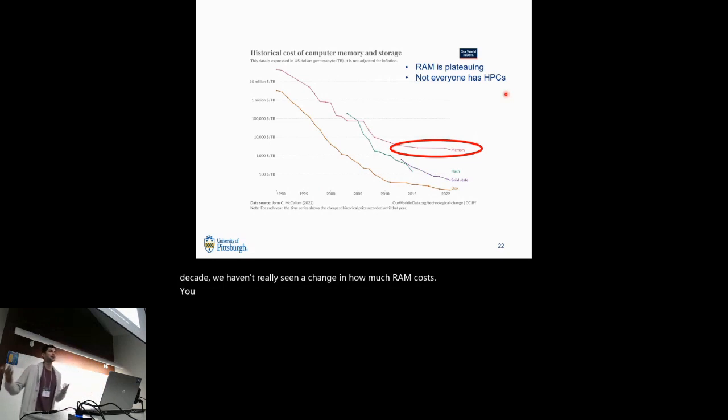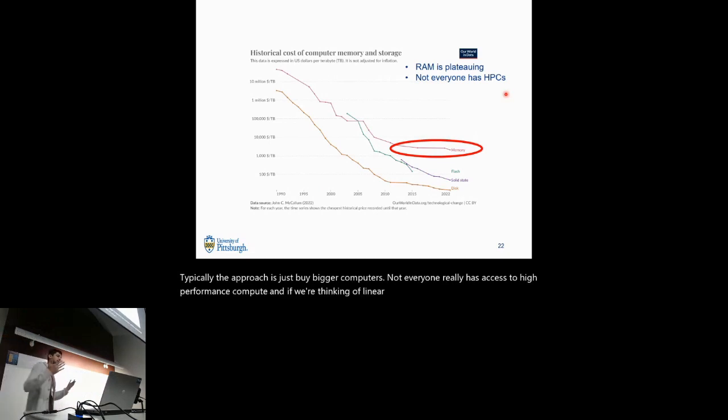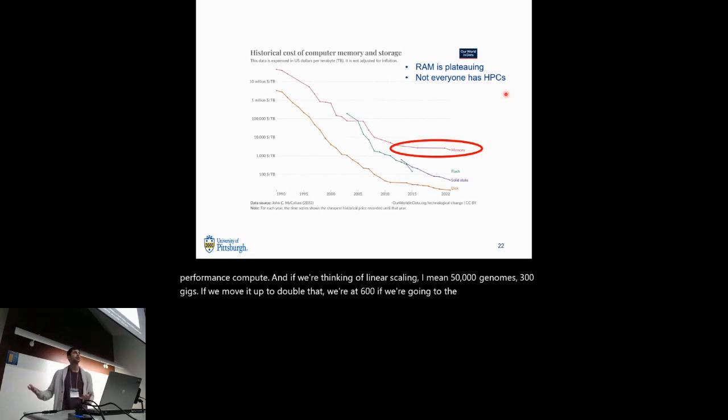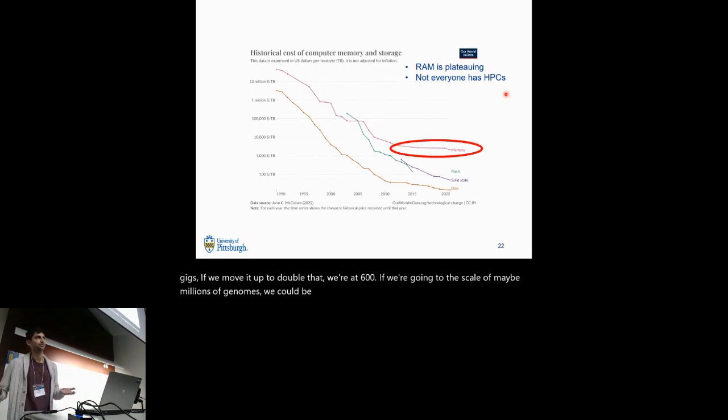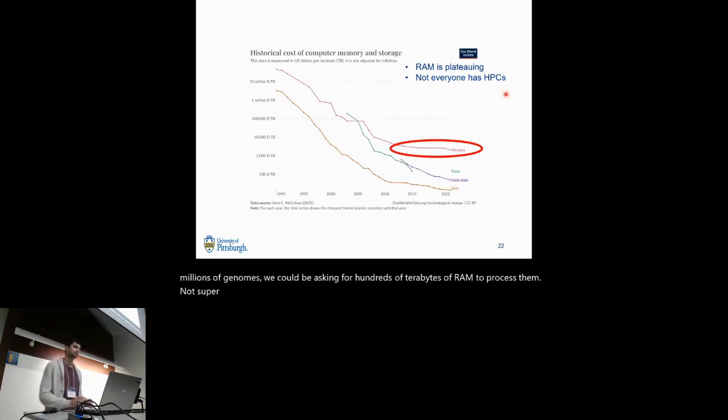Typically the approach is just buy bigger computers. Not everyone really has access to high performance compute. And if we're thinking of linear scaling, I mean, 50,000 genomes, 300 gigs. If we move it to double that, we're at 600. If we're going to the scale of maybe millions of genomes, we could be asking for hundreds of terabytes of RAM to process them. Not super sustainable in the long term.